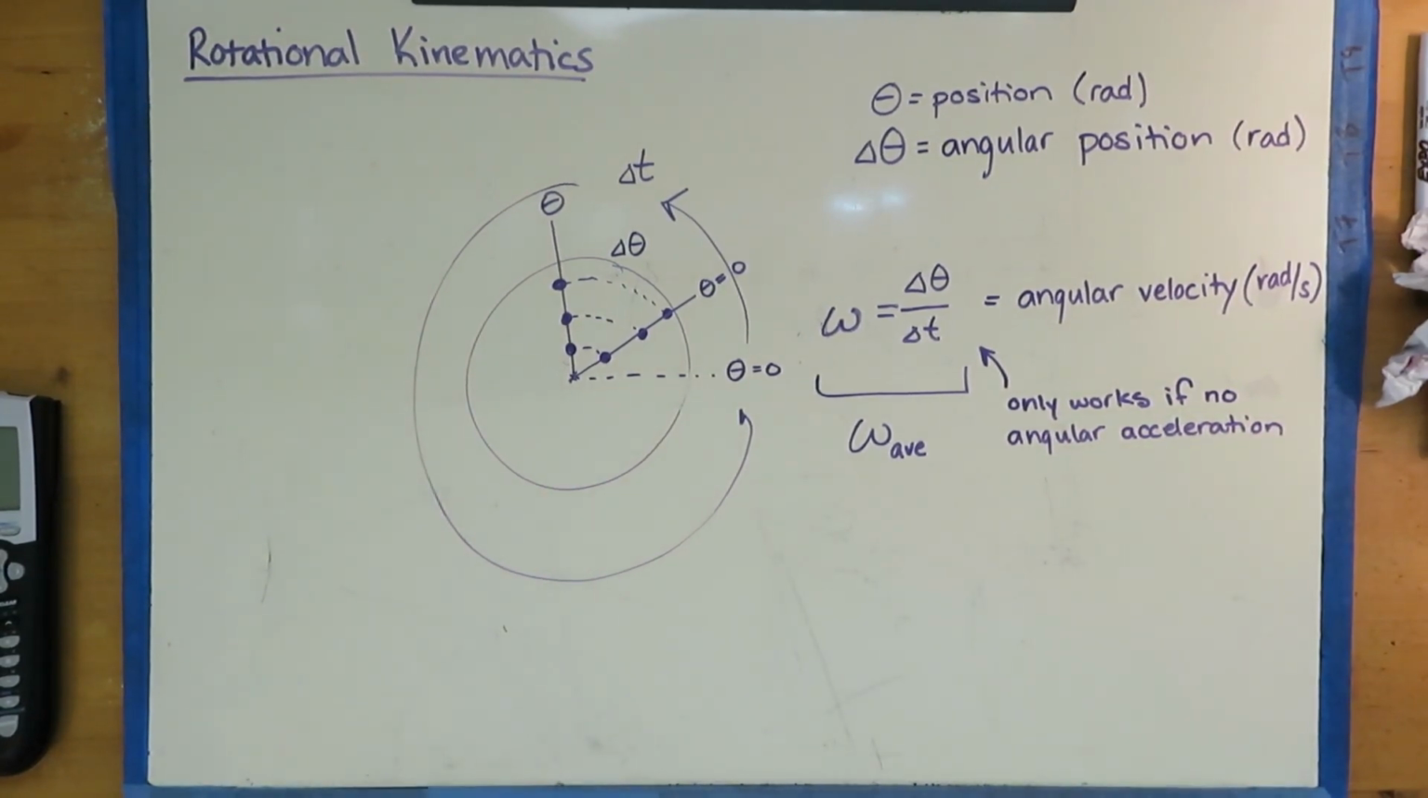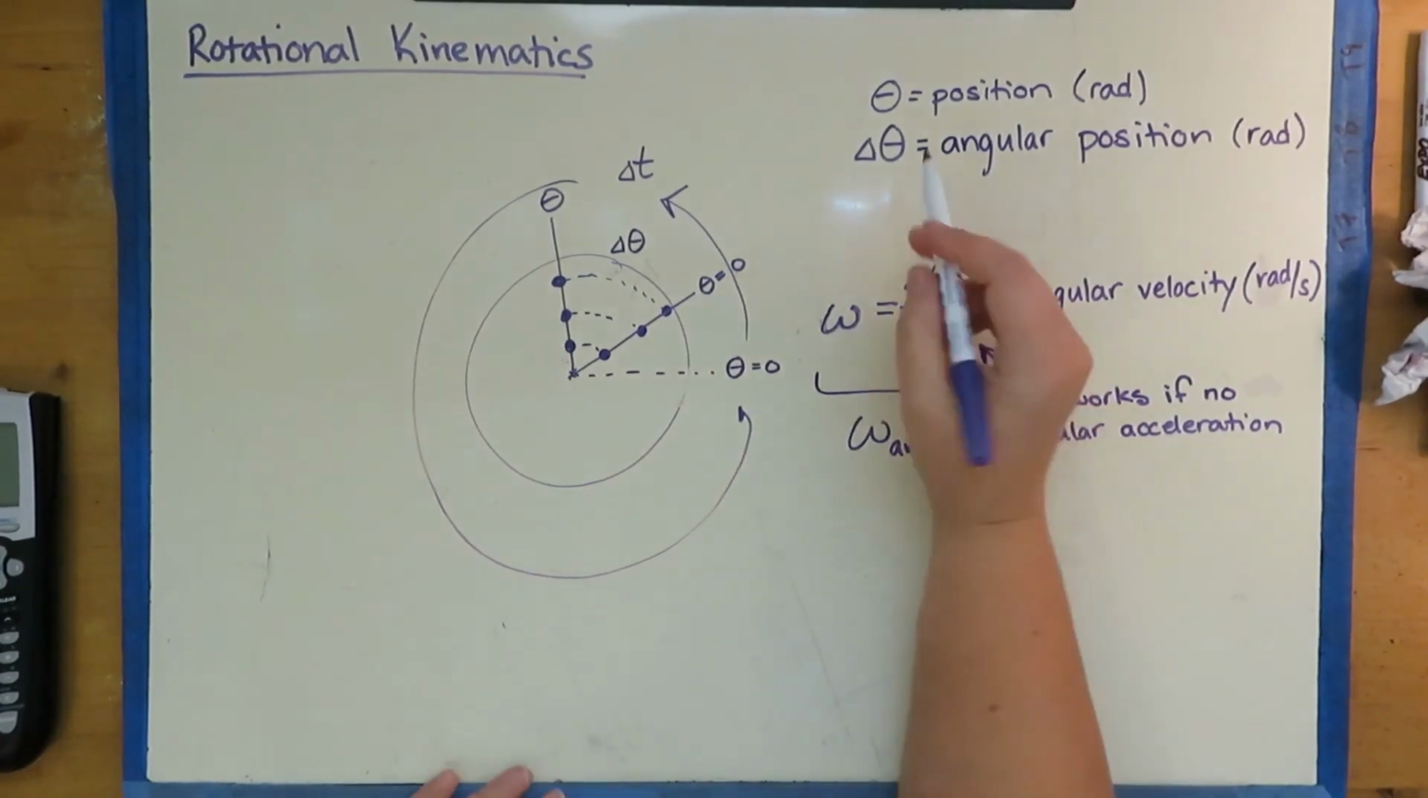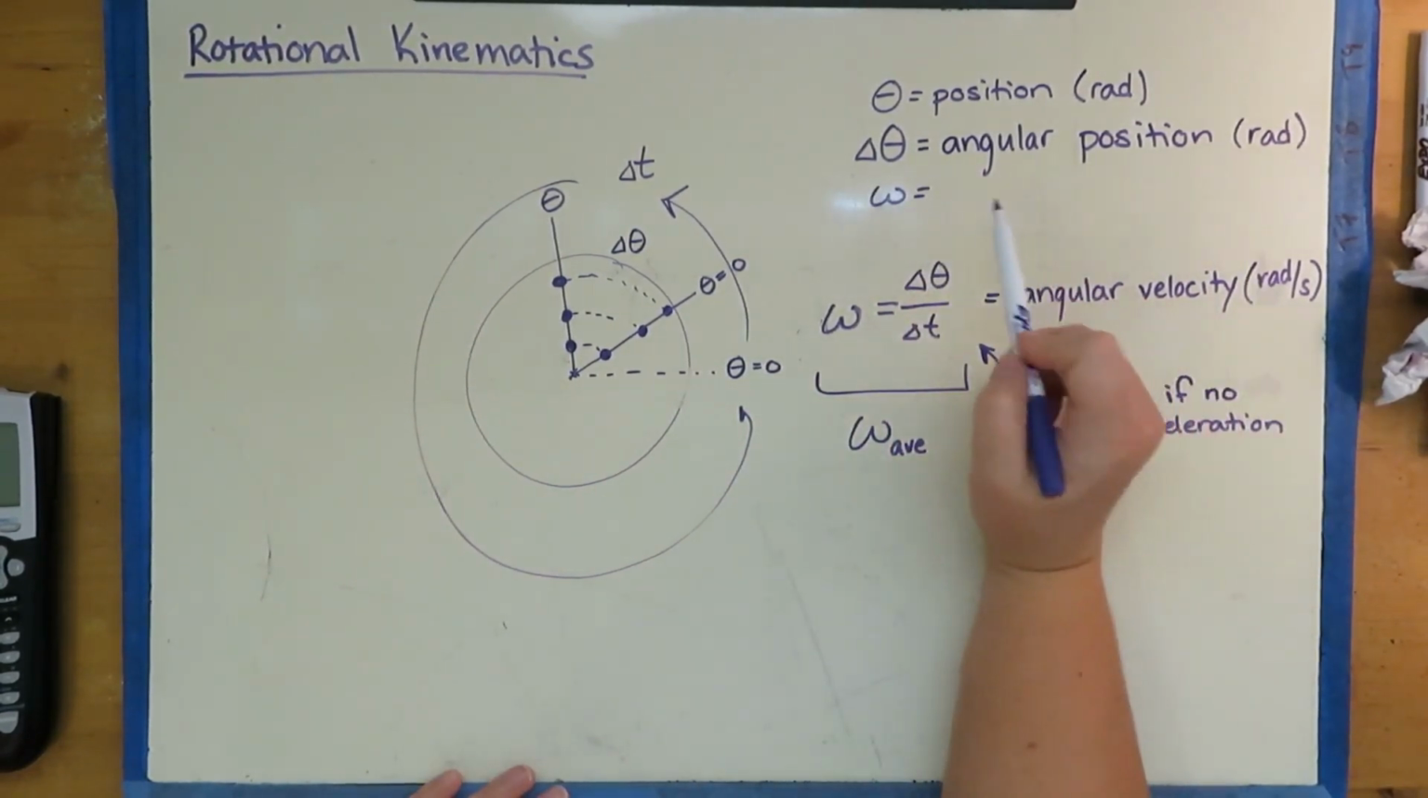So we're basically just going through everything we did with linear kinematics. We are just now doing it with rotational kinematics. So we can just define omega to be our angular velocity.